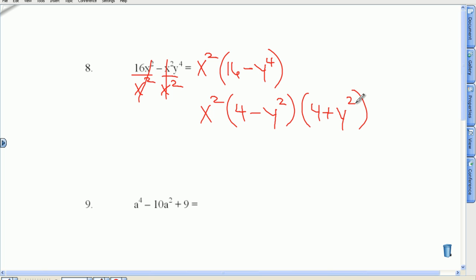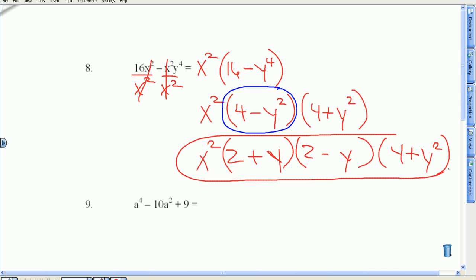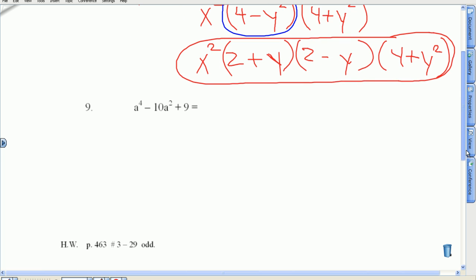Now, before we stop, take a look. That is a difference of 2 squares. You can take the square root of 4, you can take the square root of y squared, and we'll do that right now. So let's see. Square root of 4 is 2. Square root of y squared is y. Throw plus minus in there, and then this 4 plus y squared just carries down. So look at how big that answer is. What a nasty answer. 4 plus y squared, why can't we factor that? There's a good question for your summary.